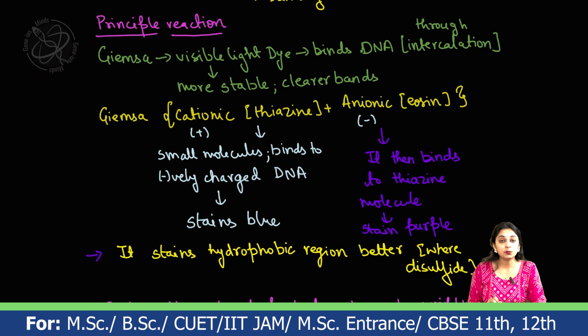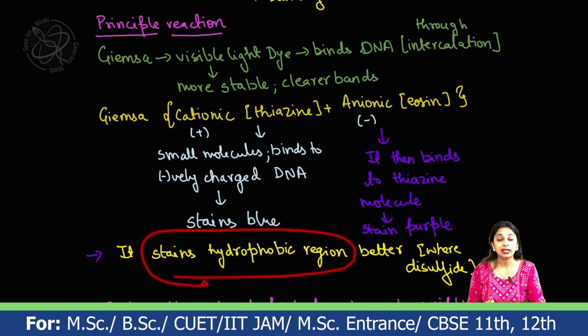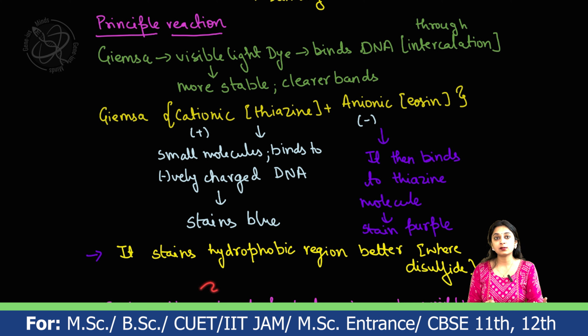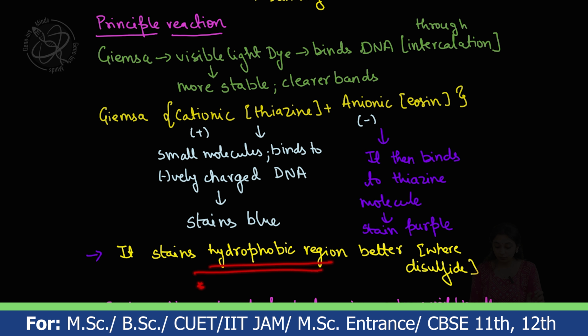Another important property is that it stains hydrophobic regions more clearly. Now, what are the hydrophobic regions present in your chromosome? As you all know, the chromosome is your DNA structure only, which is condensed, and we are using metaphase chromosomes. Why? Because they are highly condensed, you can clearly see their shape and size, and they are well separated. The hydrophobic region is a region where there is a presence of more disulfide linkages, so that's why it is known as the hydrophobic region, and this dye has a greater tendency to stain these hydrophobic regions.